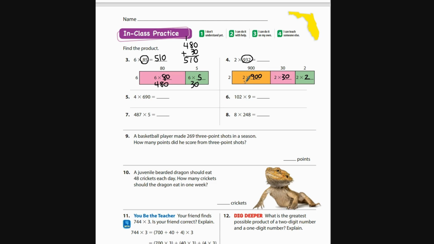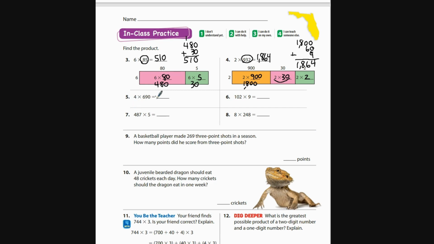Now let's solve. I have 1800. Let's put it over here already so that way we're ready to add later. 2 times 30, 2 times 3 is 6. Add a 0, so that's 60. And 2 times 2 is 4. Okay, so here we go. This is 4. This is 6. Bring down that 8 and bring down the 1. That means that my final product is 1864. That's it.